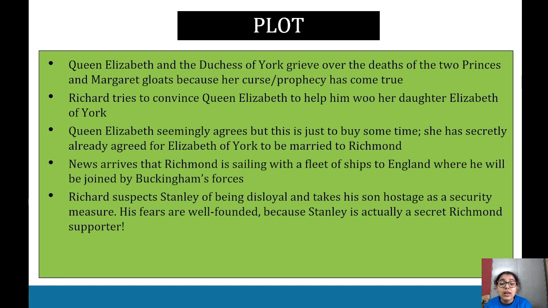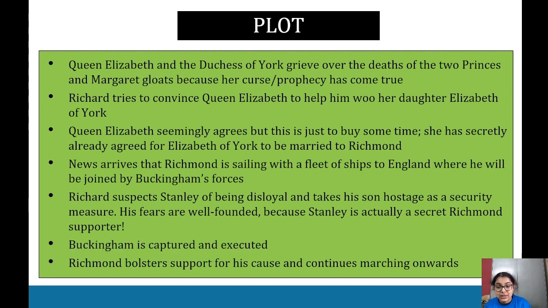Richard suspects Stanley of being disloyal and takes his son hostage as a security measure. So Stanley was one of those guys, the friend of Hastings who said that Richard can't be king, and who Richard kills. His fears are well founded, because Stanley is actually a secret Richmond supporter. Buckingham is now captured and executed.